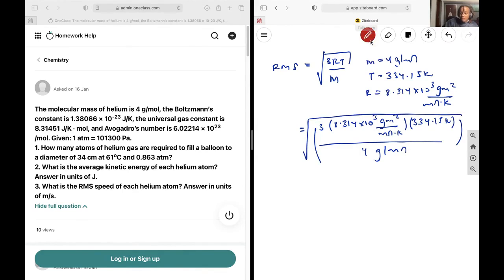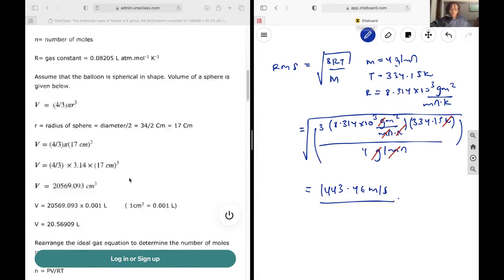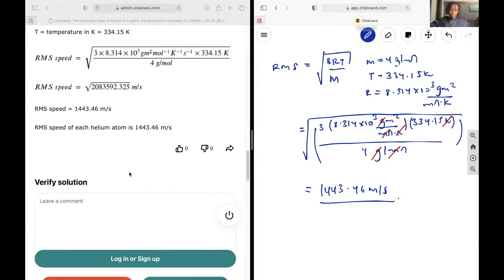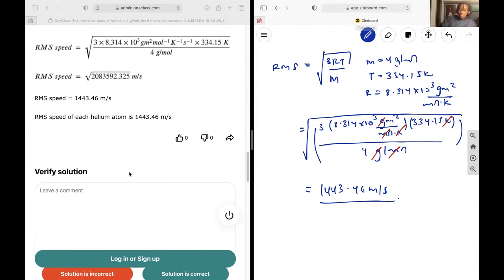Let's check out our units. Kelvin cancels Kelvin. Moles, so 1 over 1 over mole will become mole, and then you have a 1 over mole here, so these two technically cancel. And then grams over grams, which would leave me with that. And so as my final answer, I will get a value of 1443.46 meters per second. And that's going to be my RMS speed of each helium atom. And that's it for this question. Sorry, this was supposed to be meters squared per seconds squared.